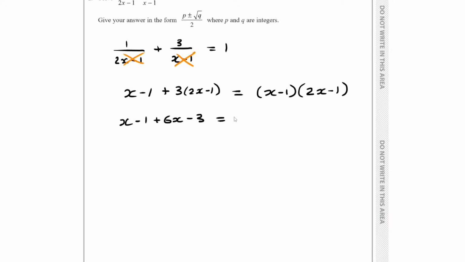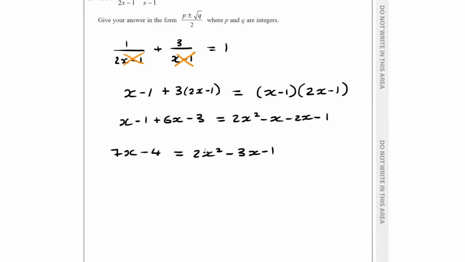We've got double brackets here. 2x squared minus x minus 2x. Be careful with the negatives and all of that. So easy to make mistakes. We've got 7x minus 4 on the left. 2x squared minus 3x minus 1 even on the right.